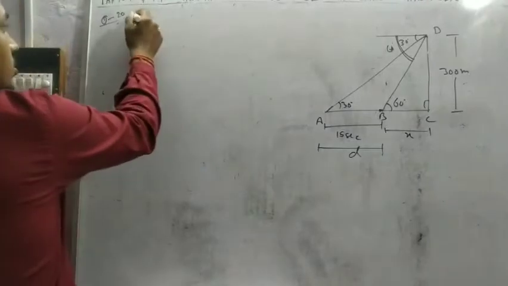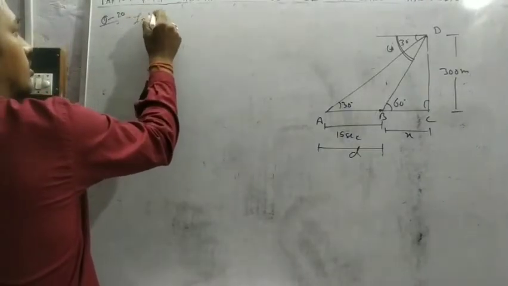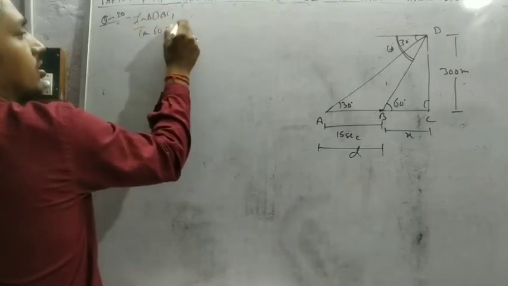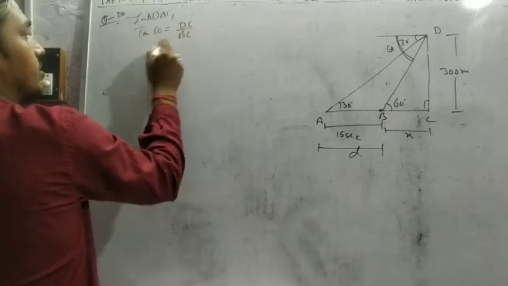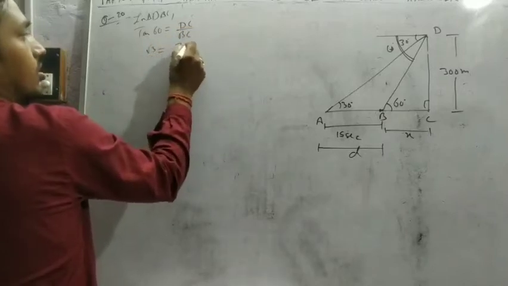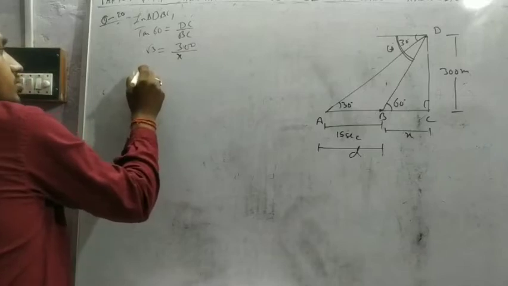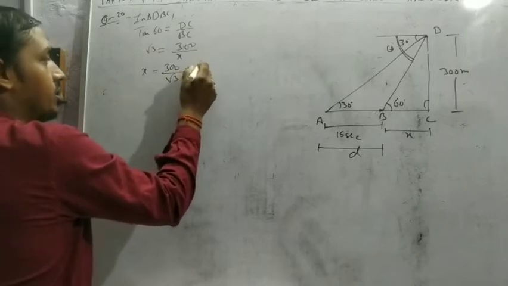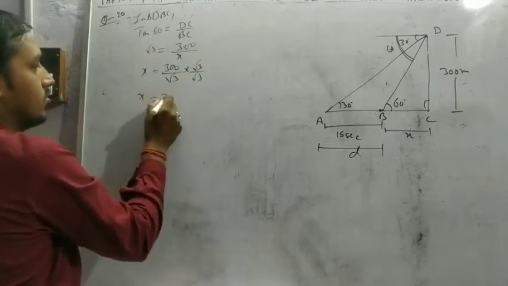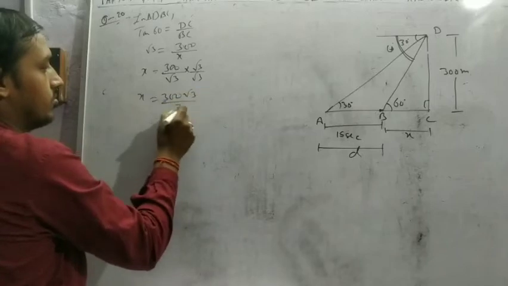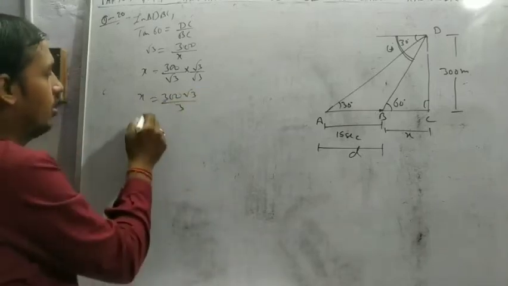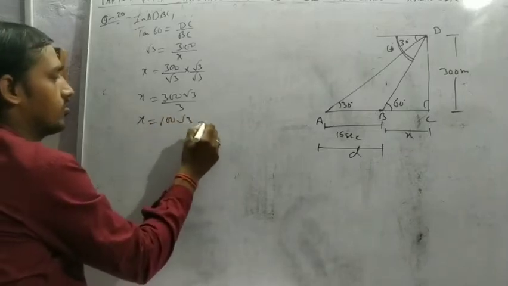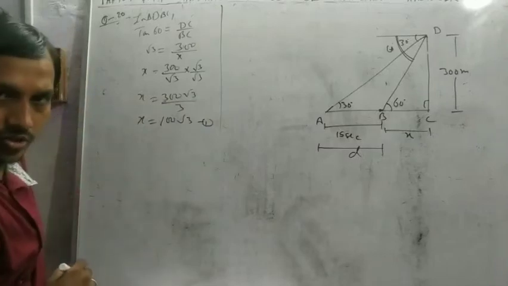Then using triangle DBC, tan 60 is DC upon BC, 300 upon x. So x is 300 upon root 3. Rationalize them. I hope you know this process, because these types of processes are used in the same question. The value of x we get is 100 root 3 meter.